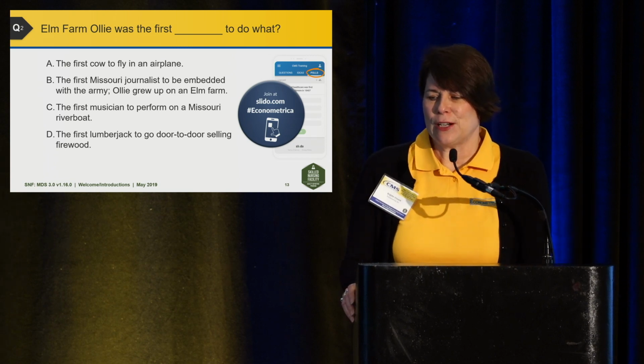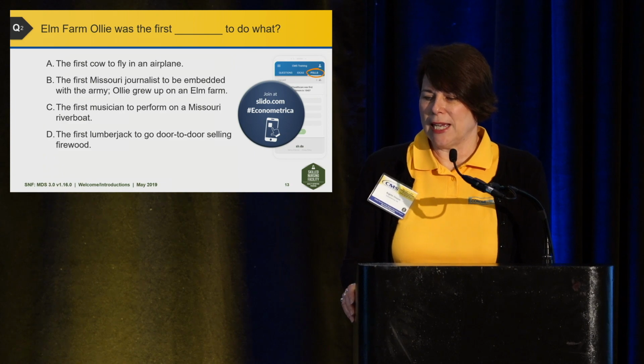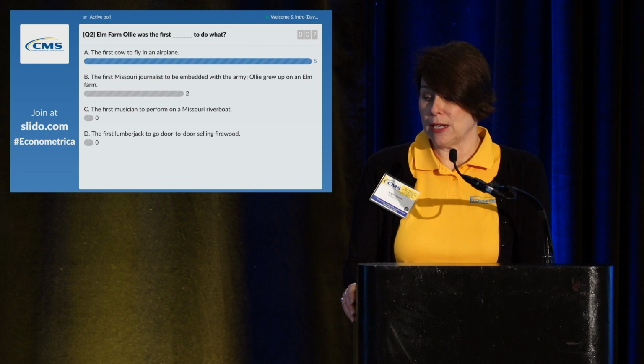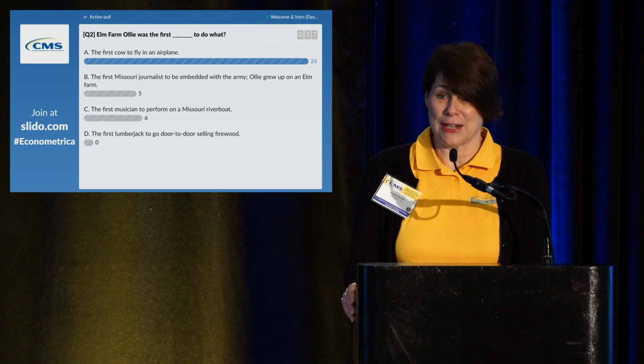So, Elm Farm Ollie was the first blank to do what? A, the first cow to fly in an airplane. B, the first Missouri journalist to be embedded with the Army. Ollie grew up on an elm farm. C, the first musician to perform on a Missouri riverboat. Or D, the first lumberjack to go door to door selling firewood.